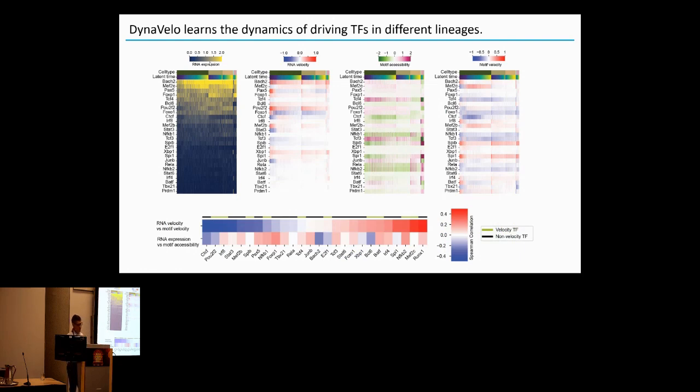Usually, one analysis that people do is correlate the RNA expression with motif accessibility. We do the same with RNA velocity and motif velocity, and we show that it's much more sensitive, and we can see better effect sizes. For example, two factors that we're interested in are SPI1 and NF-kappa B2. We see a positive correlation for both of them here, but in this other case, we can't see that.